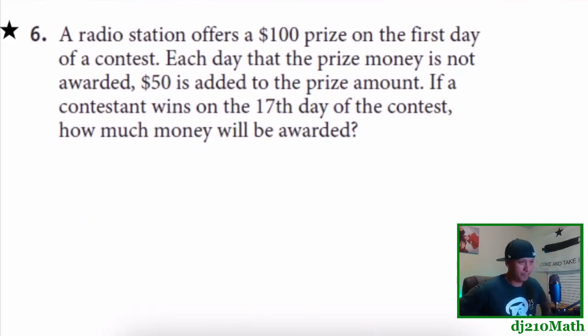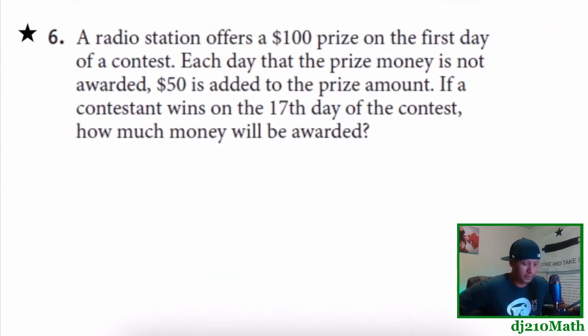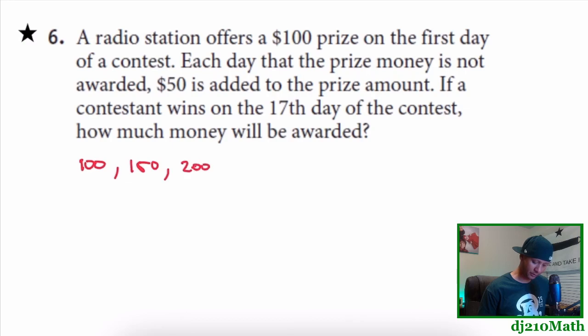Okay, word problems. A radio station offers a $100 prize on the first day of a contest. Each day that the prize money is not awarded, $50 is added to the prize amount. So for instance, on day 1, it's $100. On day 2, it's $150. Day 3, 200, 250, 300, and so on and so forth.